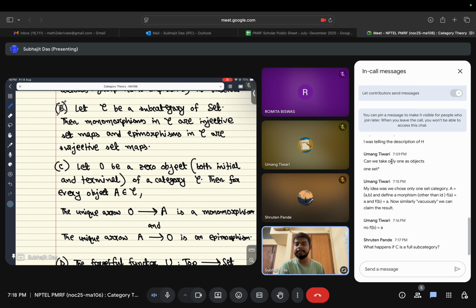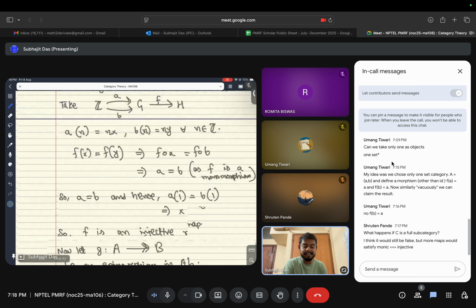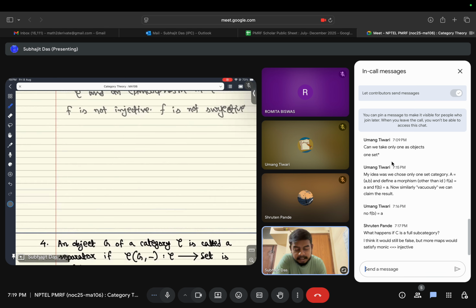So if C is a full subcategory, is it true that monomorphisms in C are injective set maps and epimorphisms in C are surjective set maps? Yes, exactly. Why is this the case? Take an arrow F from A to B in your full subcategory C. My claim is that monomorphisms in the subcategory need not be monomorphisms in the larger category.